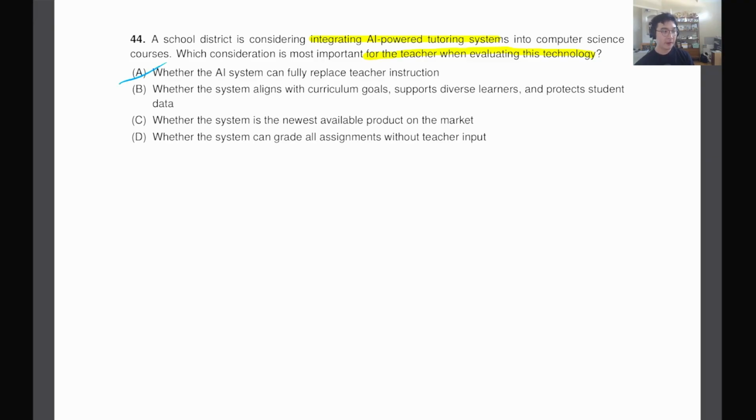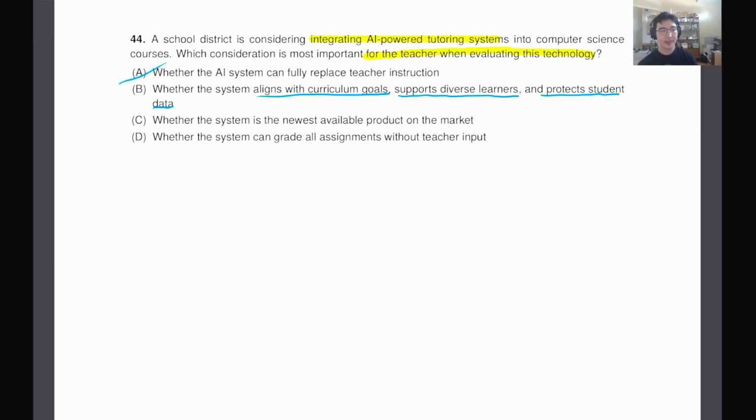B, whether the system aligns with curriculum goals, supports diverse learners, and protects student data. These are things we should be concerned about as a teacher, right? Does the AI tutoring system align with curriculum goals? Is it teaching the correct content? Does it support diverse learners? Is it helping every student succeed? And very important, is it protecting student data?